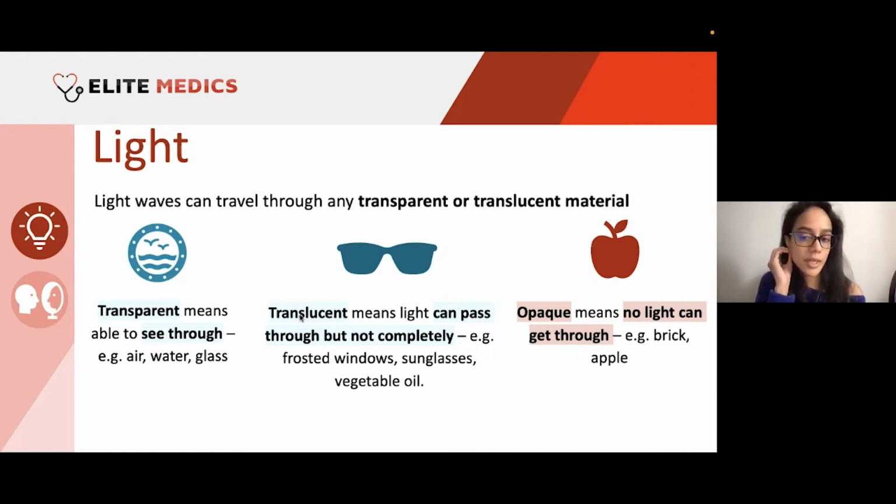An opaque object means that you can't get any light through it. Okay, so if, I don't know, you had a massive brick in front of your face, you wouldn't be able to see what's directly behind that brick, because it's opaque, no light can get through it. So yeah, they're solids.